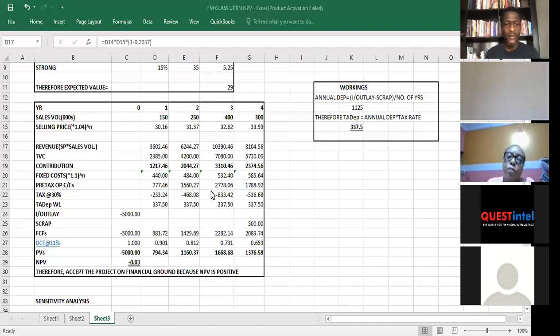Likewise, your variable cost, you cannot say variable cost per unit. It has to be the total variable cost. Okay. Any other question?